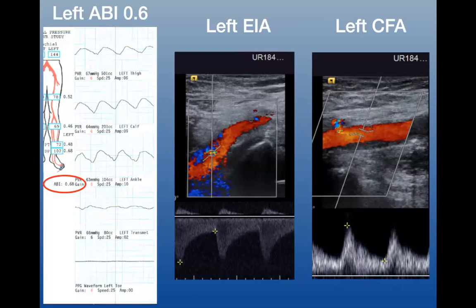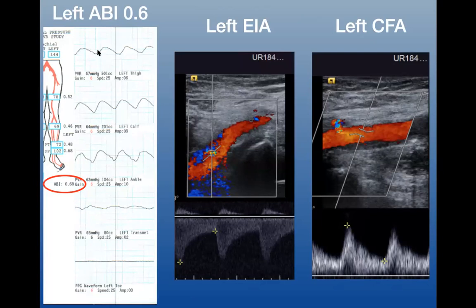So in our institution, we do basically PVRs with an ABI. Obviously, if you have a diabetic or somebody that has chronic kidney disease, you want to do a TBI, because remember that is a more accurate value compared to ABI. ABI can be very inaccurate in patients with diabetes and CKD, mainly because of medial calcinosis and the artificial elevation of the ABI that you can get when you have somebody that has diabetes or CKD.